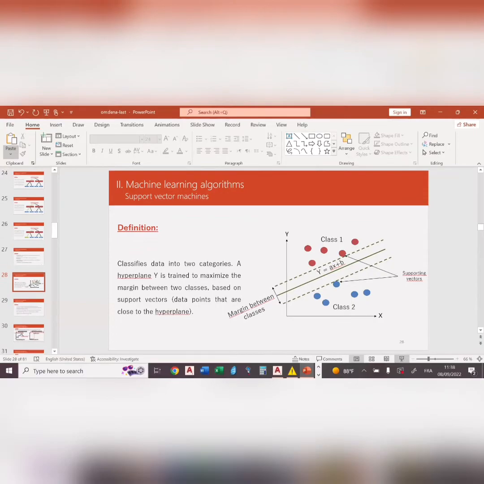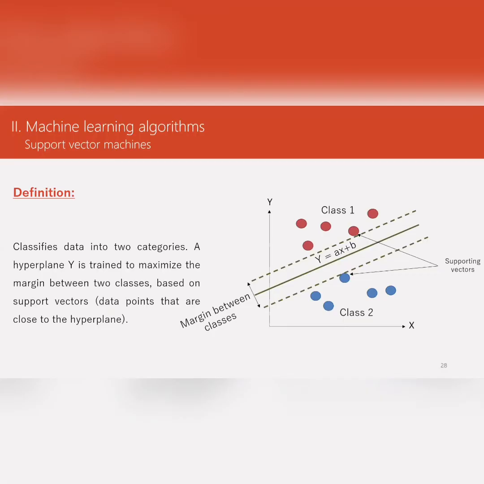Okay, so support vector machine, or SVM, is another popular machine learning algorithm that is mainly used for binary classification. A hyperplane tries to separate two classes with the aim of maximizing the margin between them. Particularly, we use some data points from the two classes, called support vectors, and the hyperplane tries to maximize the margin between them.